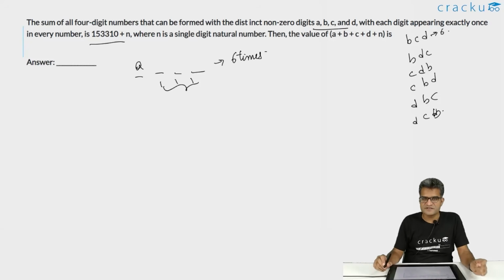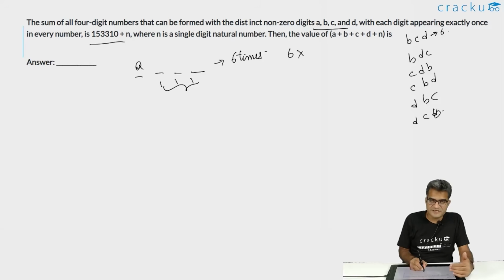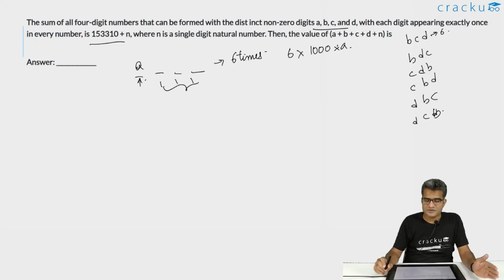And when it is in the thousands place, the total it contributes to the sum is 6, because it is there 6 times, into 1000, which is the value. Whenever it is over here, it is contributing 1000 into its value, which is a. So the total that is contributed by a in the thousands place is 6000 into a.